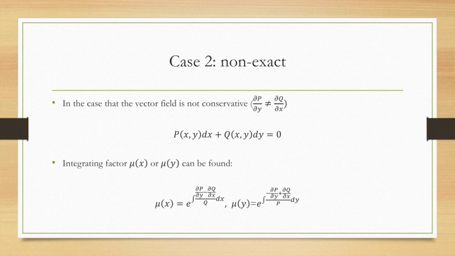Then the second case is the non-exact form. In this case, the vector field is not conservative, or we can say partial p over partial y is not equal to partial q over partial x. Then, in this case, we need first to find the integrating factor. It can be either mu of x or mu of y, so that we can turn the non-exact differential equation into an exact one, then we can solve it.